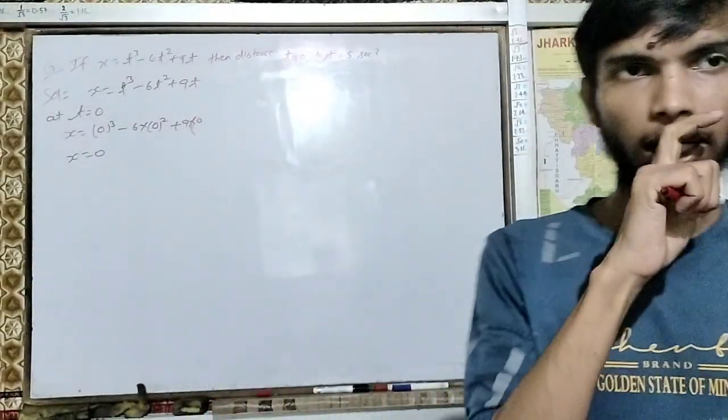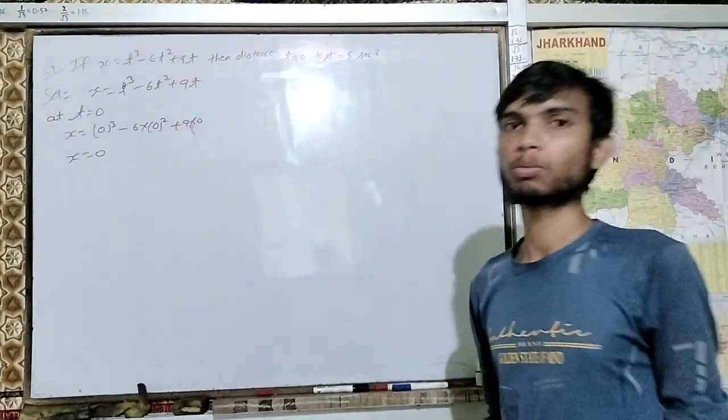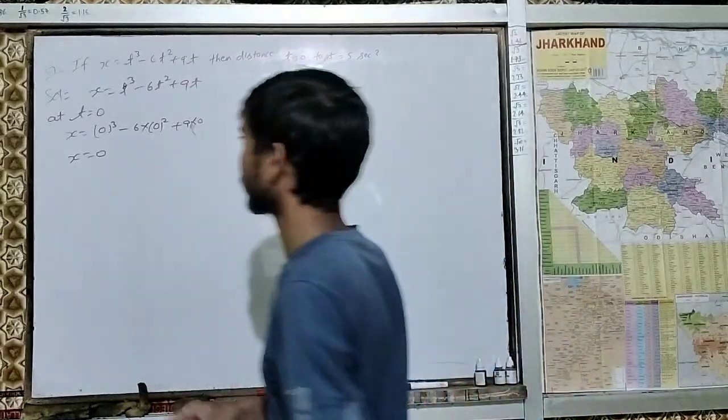So x is equal to, this is becoming 0, this is also becoming 0. So x is coming as 0. Am I correct? Yes. What are you understanding? If t is equal to 0, the position of the object is at the origin point. This is what you are observing.